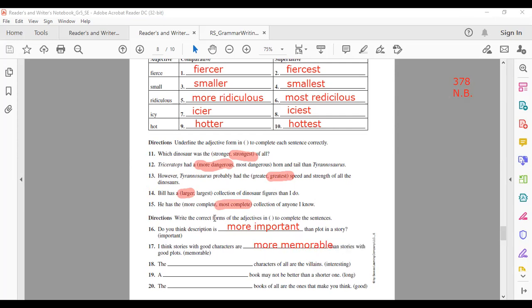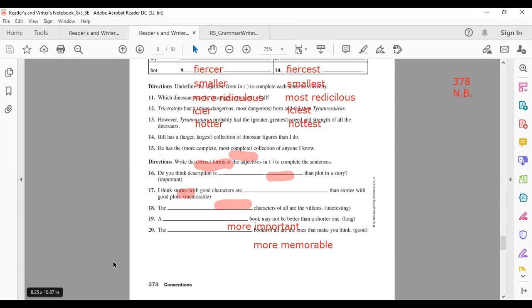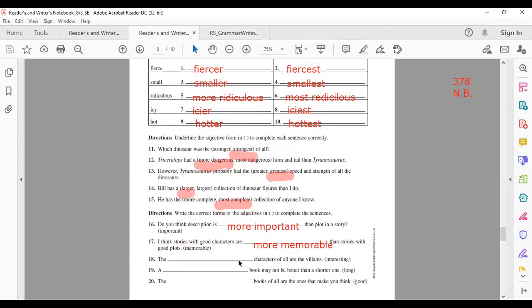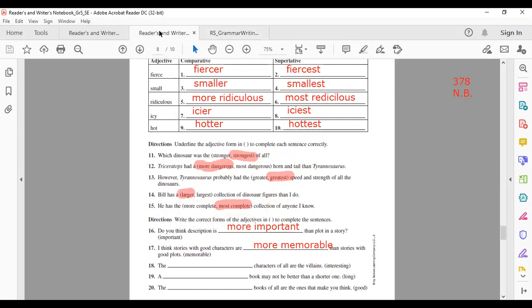And then number 18, Tala. The most interesting characters of all are the villains. Excellent. So the most interesting. Why did you put most, not is? Because the word interesting is really long. Excellent.